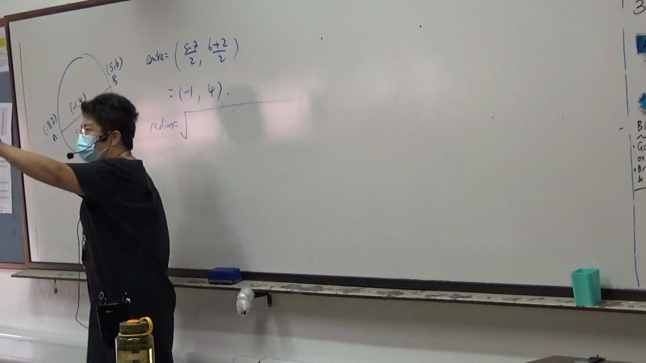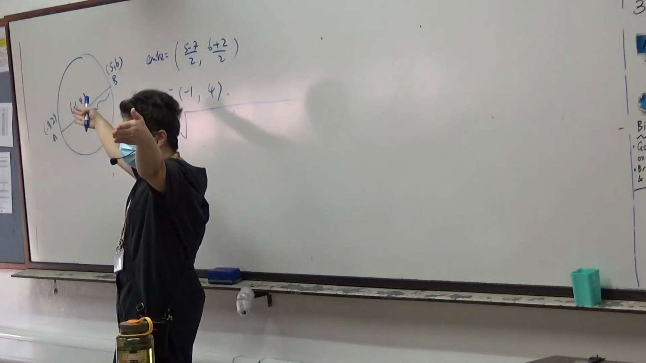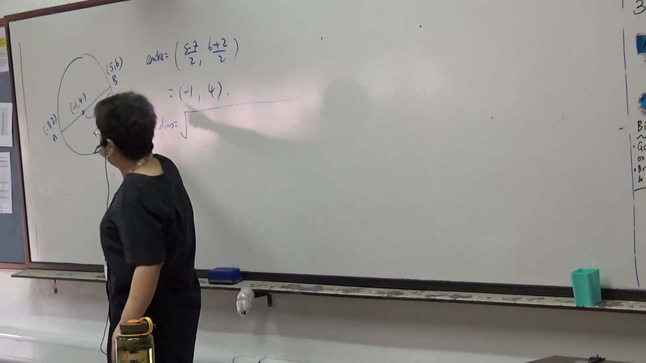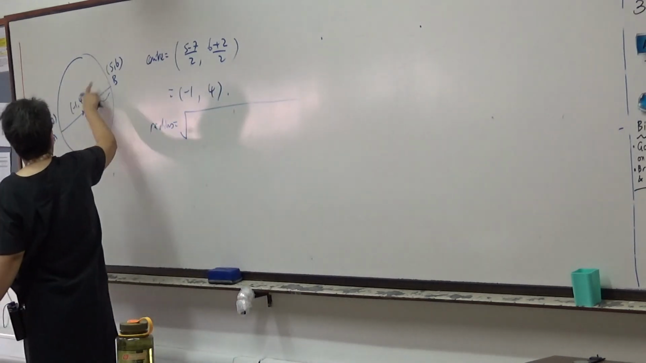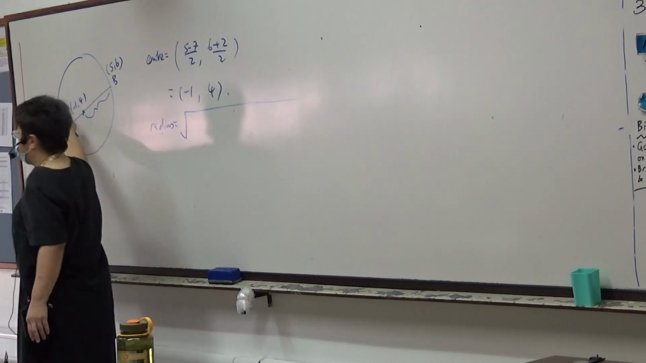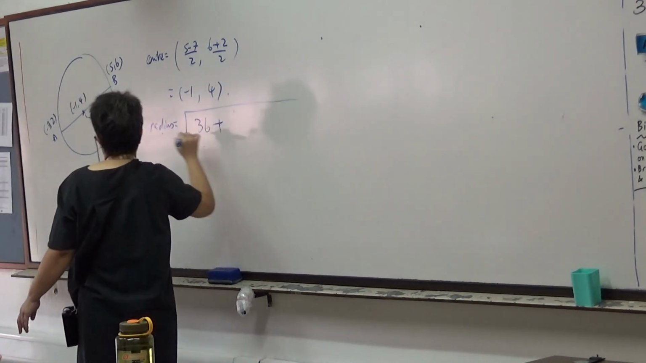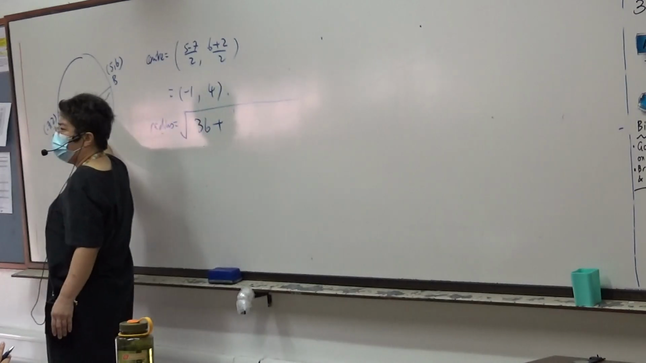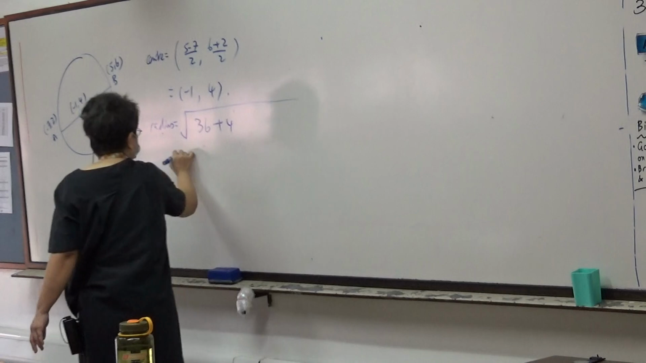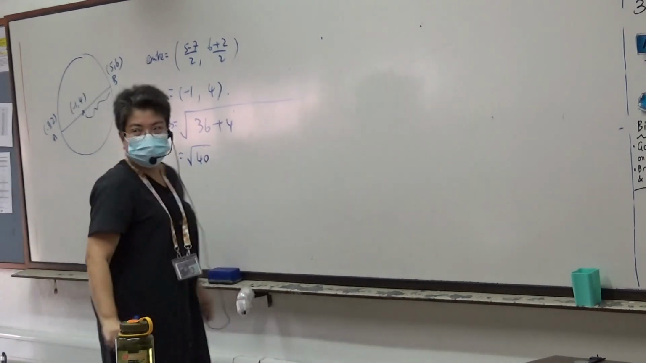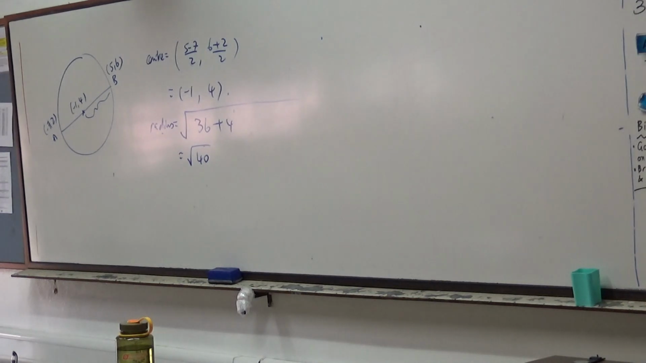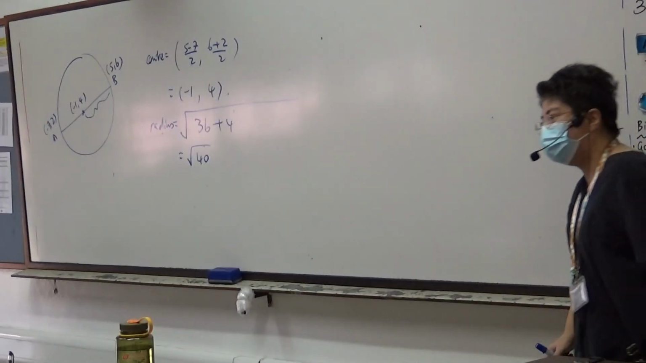The textbook did it differently. They find the whole thing, then they divide by 2. Also can, but I want to straight away get radius. Okay? What is 5 minus 1? 6, right? 6 squared is what? 36. 6 minus 4? 2. 2 squared is what? 4. So the radius is actually square root 40. No need to put 2 root 10, just square root 40 will do.